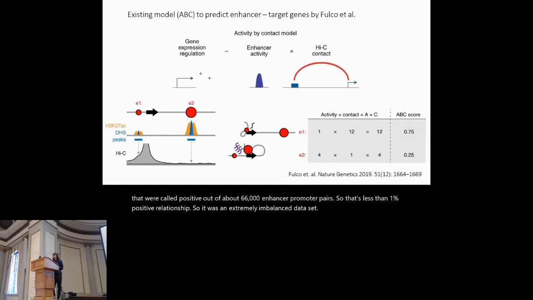Before we get to our model, this is the existing model that's kind of accepted in the field. And it is a very simple but elegant model that contains two parts. One is the enhancer activity, which is measured by the histone modification, H3K27 acetylation, and the DHS peaks. And then the other component is the intensity of the Hi-C contact between the window containing the enhancer and the promoter of the gene.